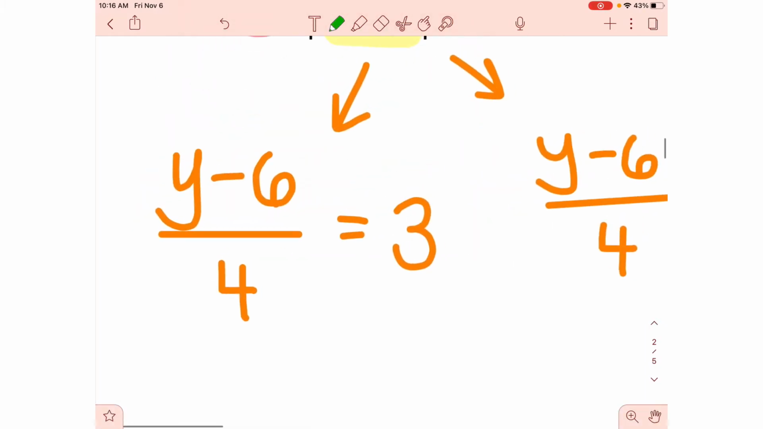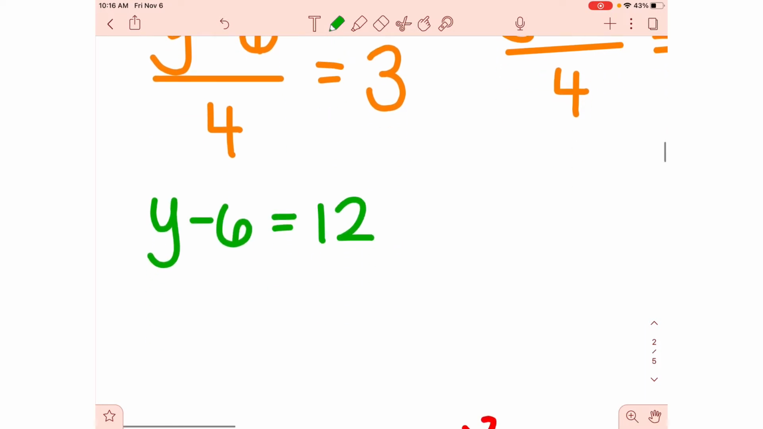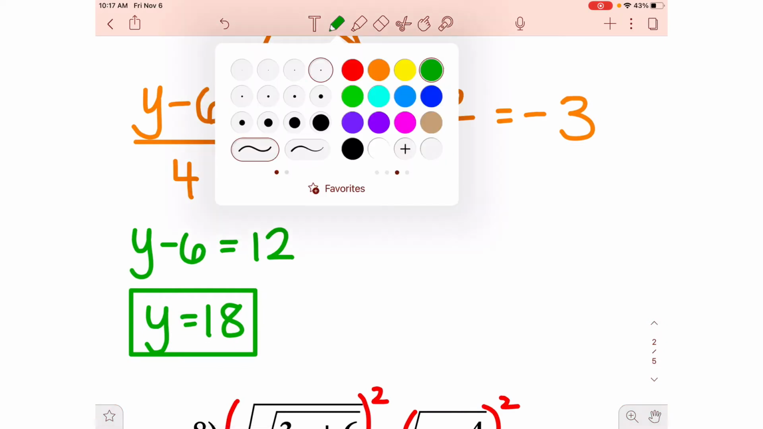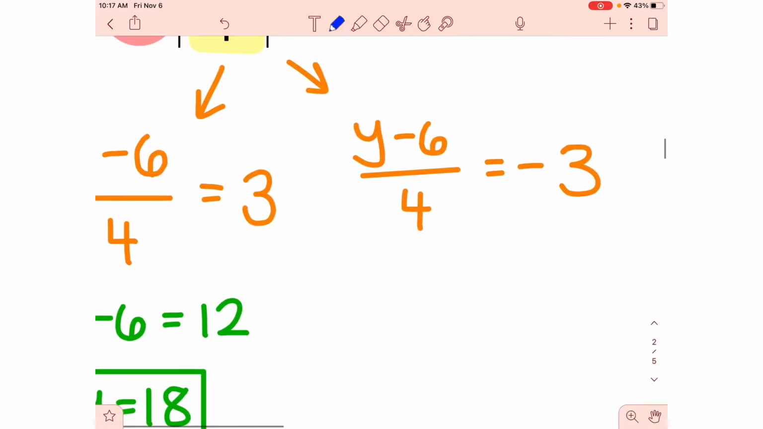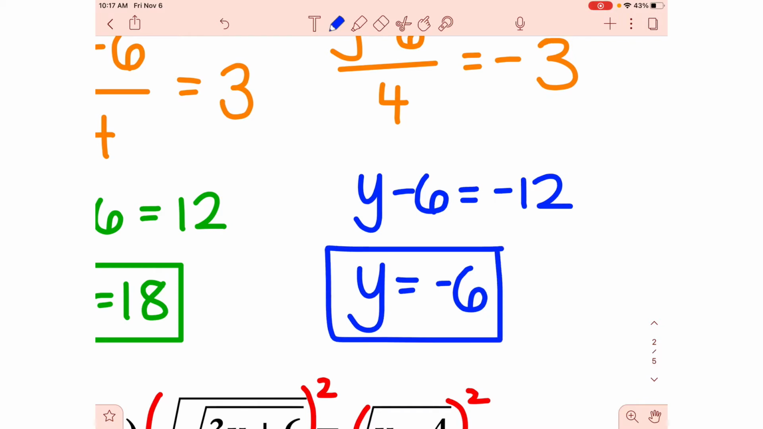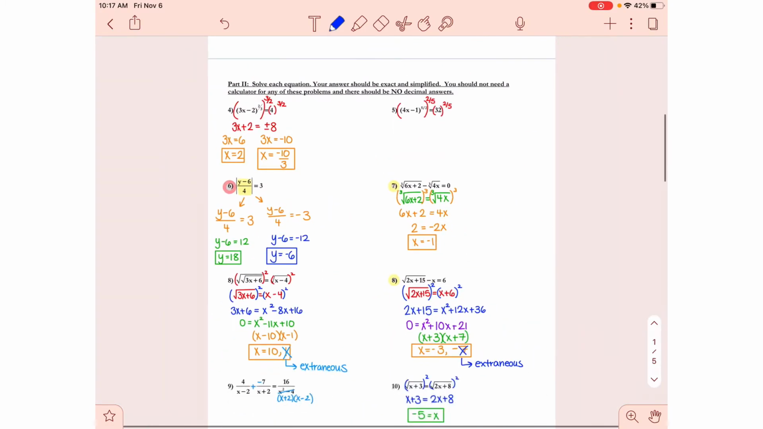To solve the first equation, I'm going to multiply 4 over to the other side. I get y minus 6 equals 12, and add 6 over, I get y equals 18. So that's one possible answer. Going for the other problem, if I multiply 4 to the other side, I get y minus 6 equals negative 12. Add the 6 over, and I get y equals negative 6. So there's two answers to this that would work. That was number 6. Let's move on.